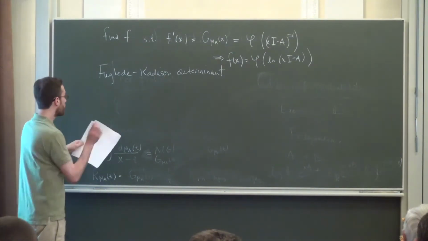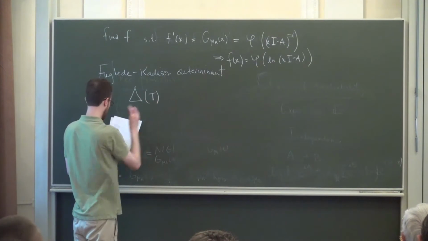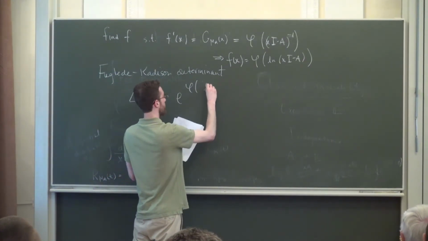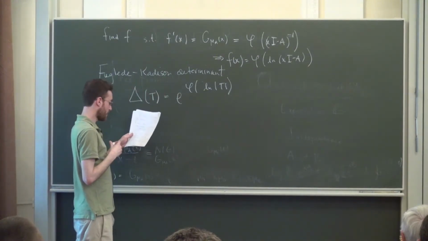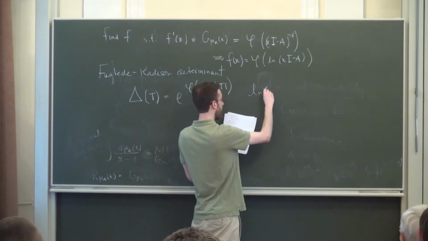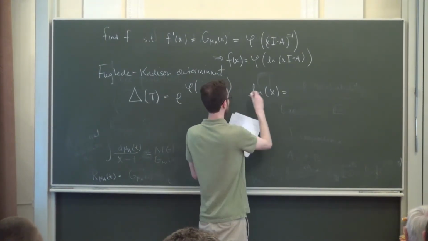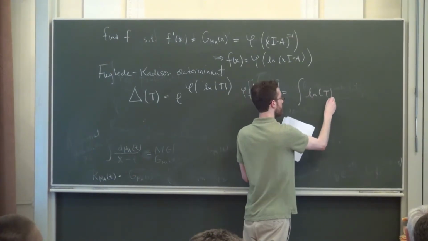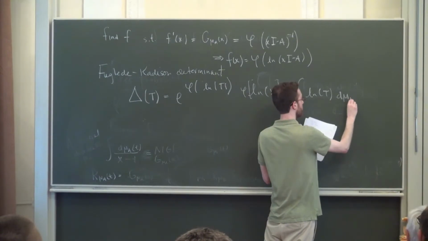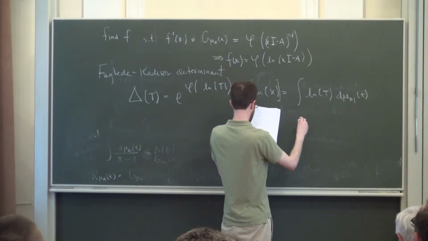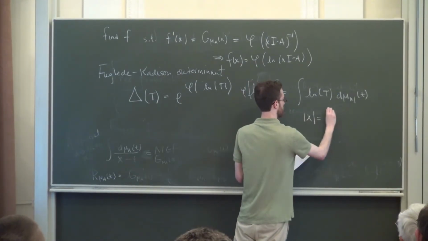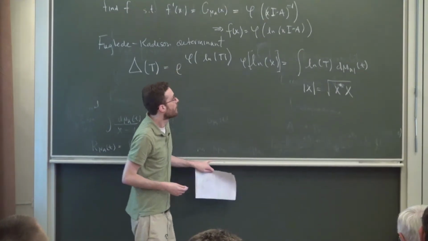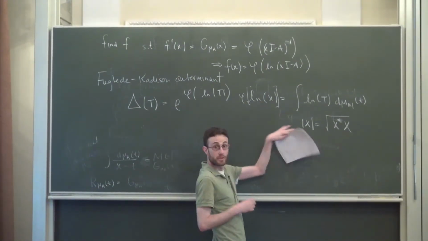Okay. So the Fuglede-Kadison determinant is delta of t, which is e to the phi of the natural log of t, where phi of natural log of x is the integral of natural log of t d mu x of t, where x is the square root of x star x. And when x is positive semi-definite, well, yes?